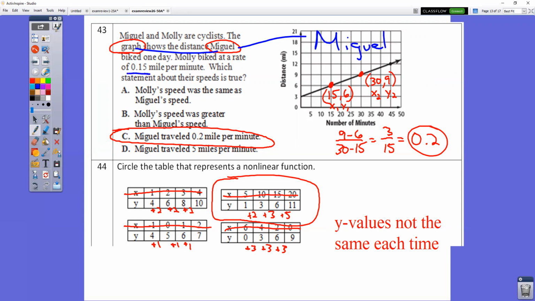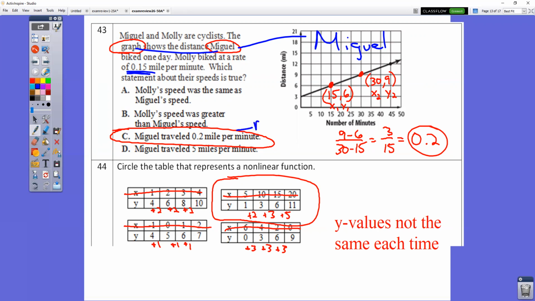Molly biked at a rate of 0.15. Which statement is true? I don't have time to go through the wrong ones, but let's take a look at the right one. The right one is Miguel traveled 0.2 miles per minute. How do I figure that out?